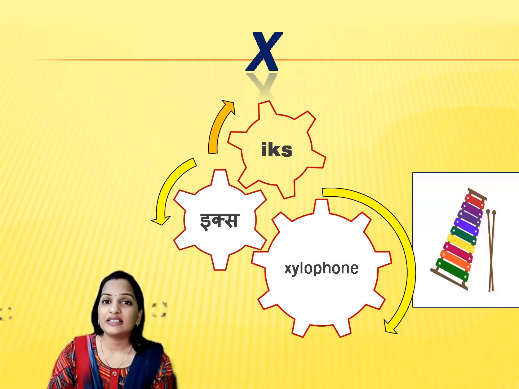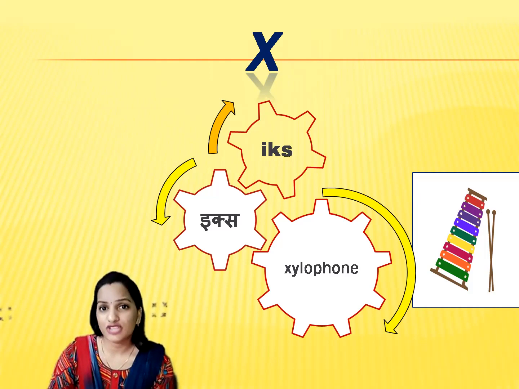The next letter is X. How is it pronounced? X. What is it? X. Okay. And one example is xylophone. What is it? Xylophone. You must have played with xylophones in your childhood, right? So it is the same, xylophone in French as well.